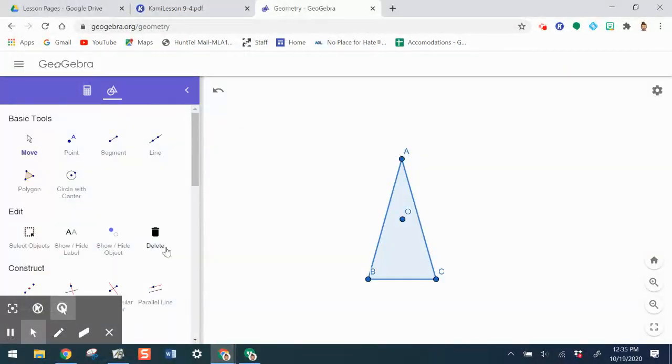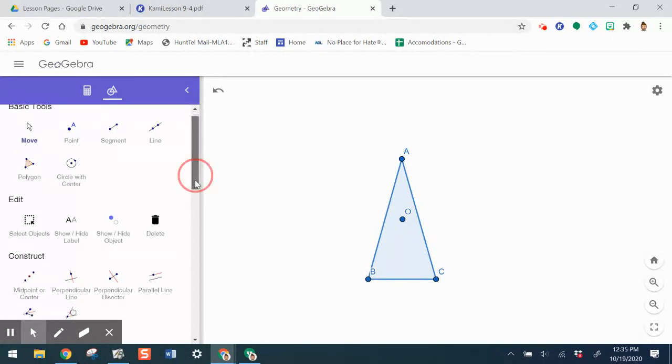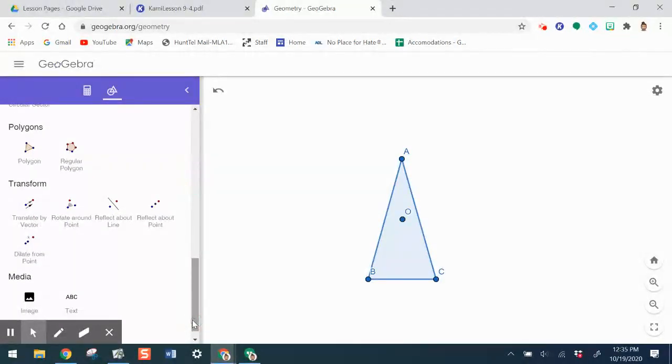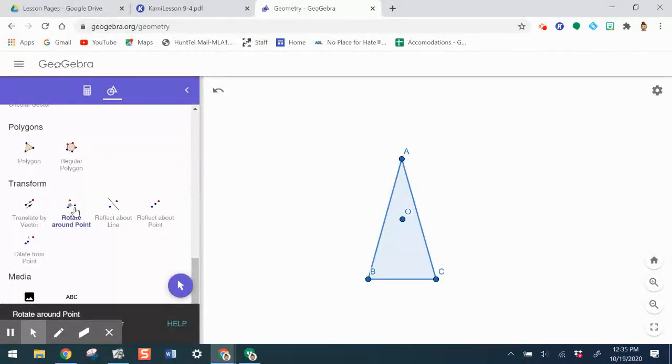So our first direction tells us to rotate triangle ABC about point O, negative 90 degrees. Remember, O is going to be our center of rotation, and negative 90 degrees actually means a clockwise rotation. So let's find our rotation about a point. Here we go. We're going to rotate about a point.